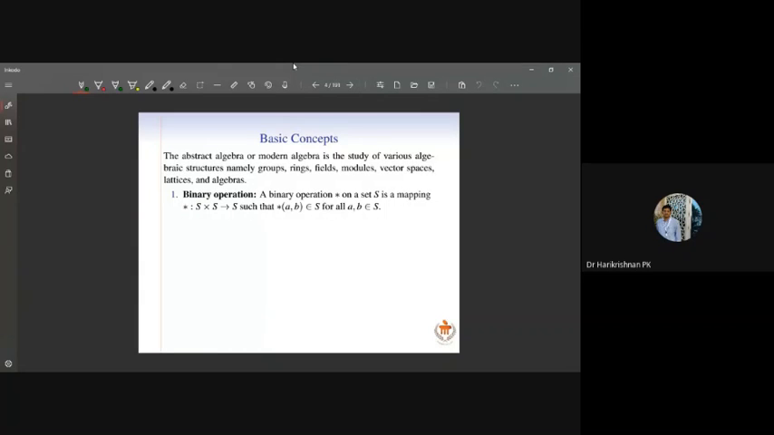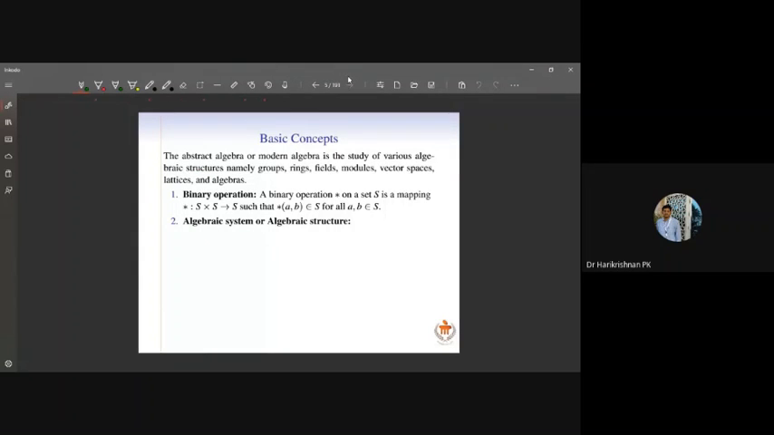Once the binary operation is known to us, we should know what we mean by algebraic structure. I told you that groups, rings, and fields are all algebraic structures. What do we mean by an algebraic structure, or another name, an algebraic system? If you have a non-empty set S together with one or more binary operations defined on it, not only one but more than one operation can be defined on it, such a system is called an algebraic system or algebraic structure.